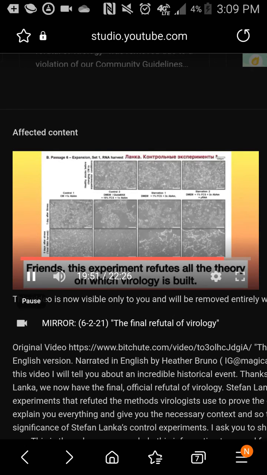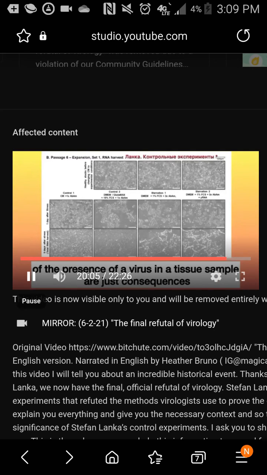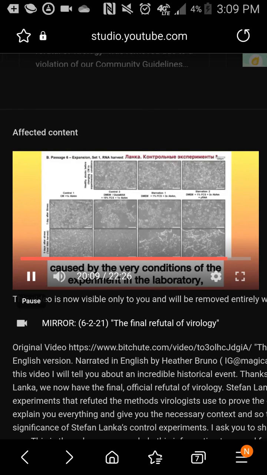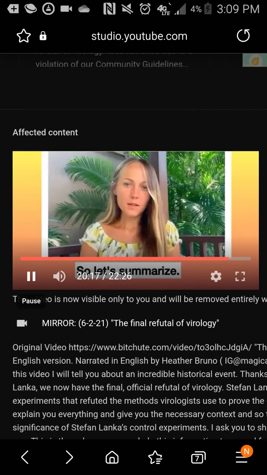Friends, this experiment refutes all the theory on which virology is built. The theory that viruses exist and cause disease has now been completely disproved. These experiments show that what virologists call evidence of the presence of a virus in a tissue sample are just consequences caused by the very conditions of the experiment in the laboratory, and they are never caused by the presence of a non-existent virus. So let's summarize.